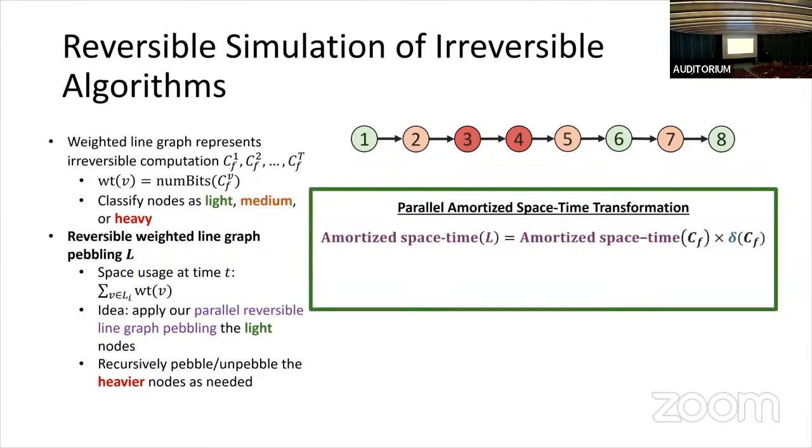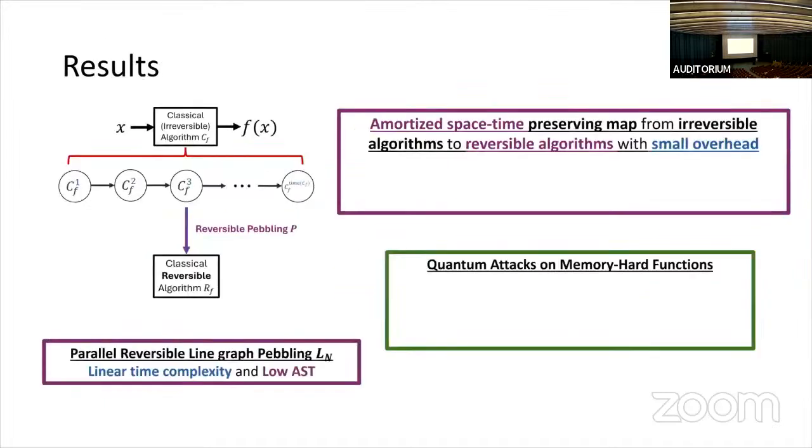In particular, we have this small overhead in our amortized space-time complexity, which is sublinear in the time complexity of the irreversible algorithm. Great. Okay, so now we have this nice transformation.